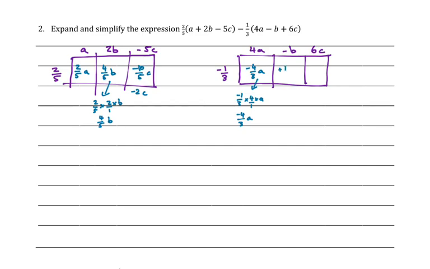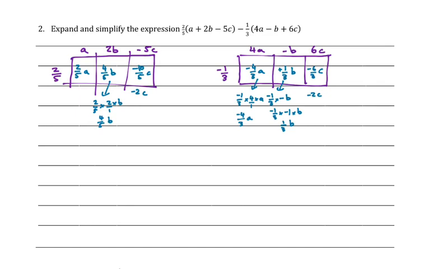For this term, we'll get positive 1/3 of b, because we've got negative 1/3 times negative b, which we could think of as negative 1/3 times negative 1 times b. Negative 1/3 times negative 1 is positive 1/3 of b. And negative 1/3 times 6c is going to be negative 6/3 of c, which we could simplify as negative 2c.